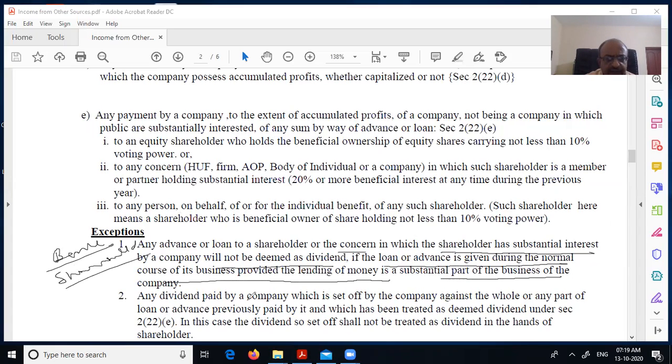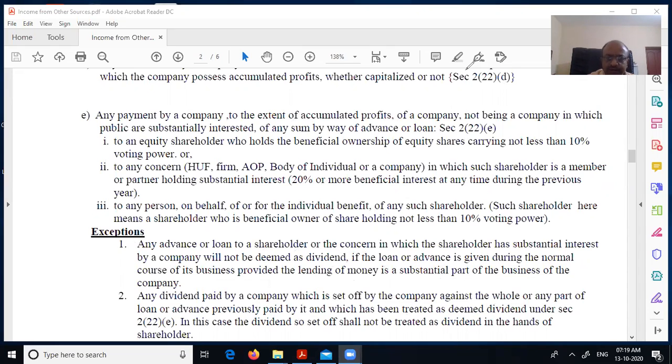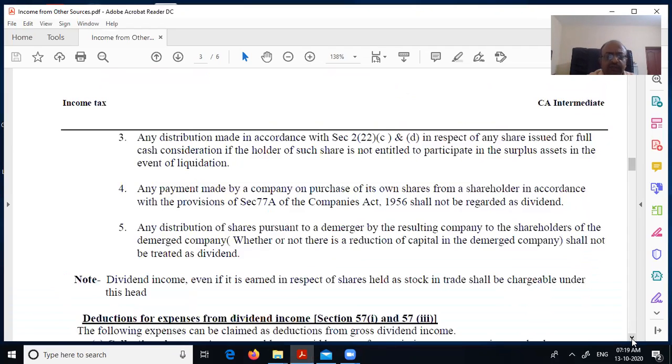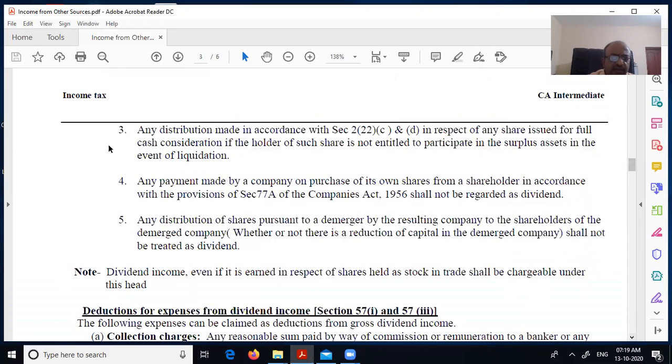Similarly, any dividend by a company which is set off by the company against the whole or any part of the loan or advance previously paid by it, which has been treated as deemed dividend under section 220. Earlier, something has been already taxed, and this amount is being adjusted against that, then it will not be a problem. So don't worry too much about it. Just read it once or twice, and if there is any problem that has come in the earlier period, you can handle that, because this is an important section. They will not trouble you much here. Similarly, there are certain other cases of exception which are given here. I'm not going into detail.